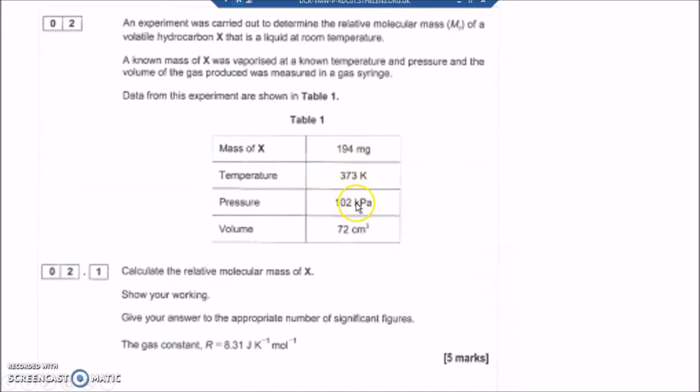Pressure has got to be in pascals. It's in kilopascals, so to convert a large unit like a kilopascal into a smaller unit like a pascal, you multiply by 1,000, so that's 102,000 pascals. Centimetre cubed is actually going to be in meters cubed, so to convert centimetres cubed into the next unit up, which is decimetre cubed, you divide by 1,000, and to convert decimetre cubed up into meters cubed, you divide by 1,000 again. So it's actually going to be divided by 1,000 divided by 1,000 to get into meters cubed.